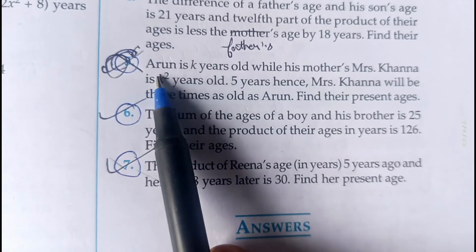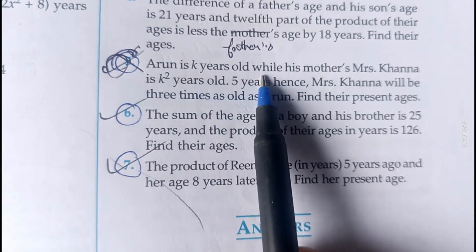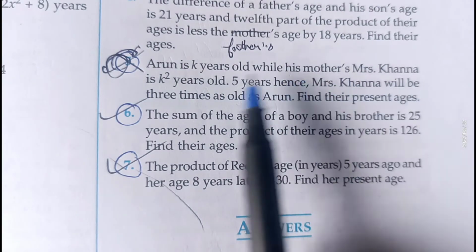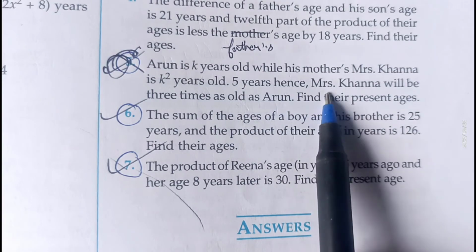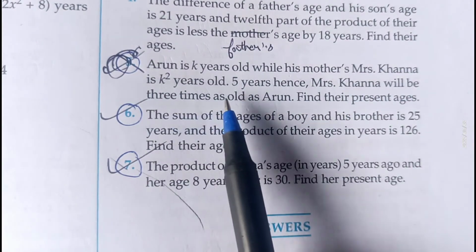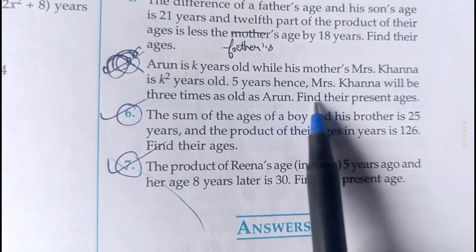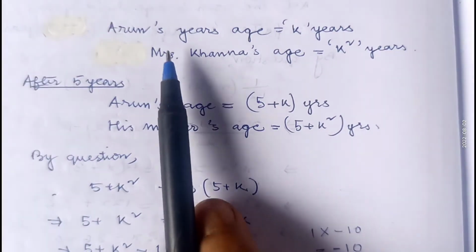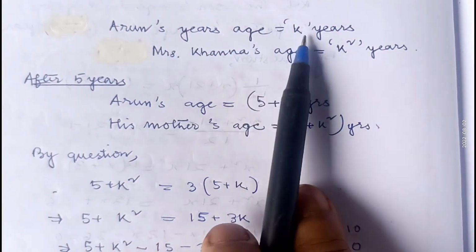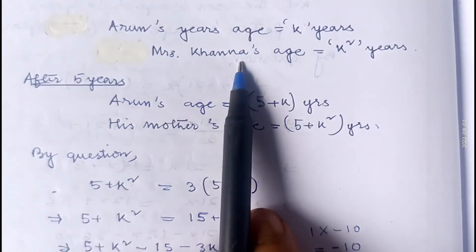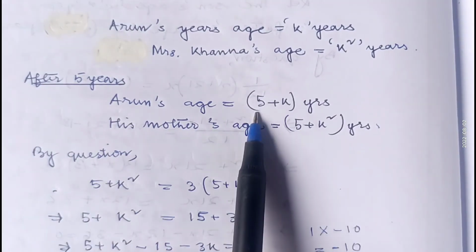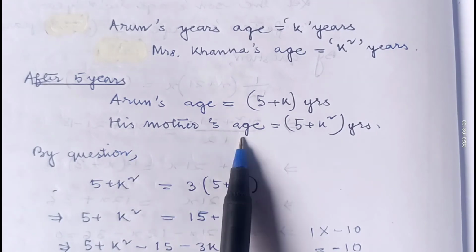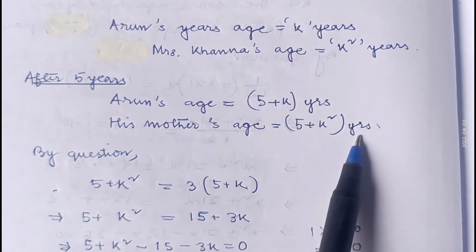Question number 5. Arun is k years old, while his mother, Mrs. Khanna, is k square years old. 5 years hence, Mrs. Khanna will be 3 times as old as Arun. Find their present ages. As given in the question, Arun's present age is k years and his mother's age is k square years. After 5 years, Arun's age will be 5 plus k years and his mother's age will be 5 plus k square years.